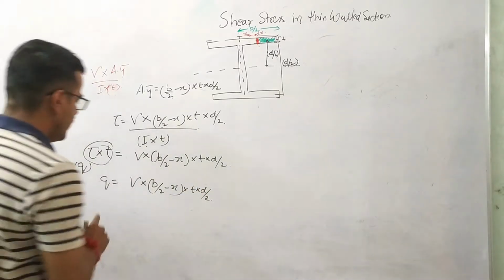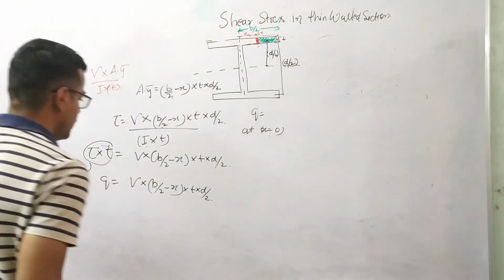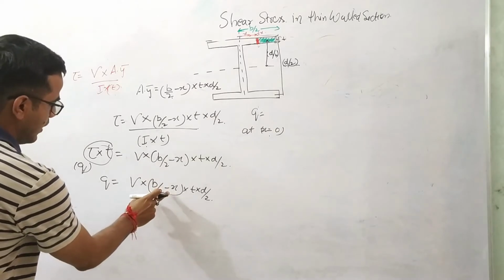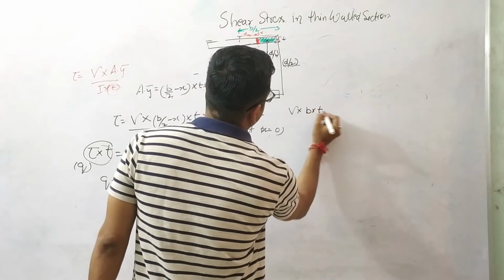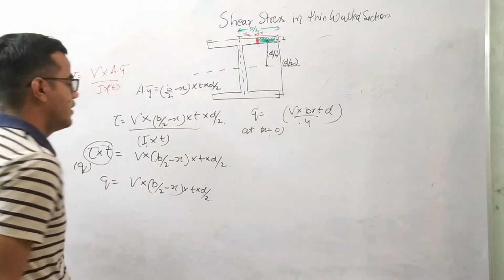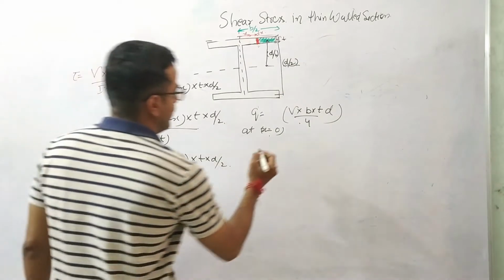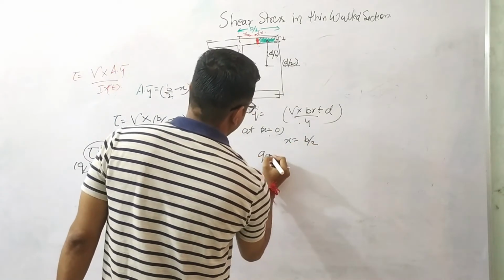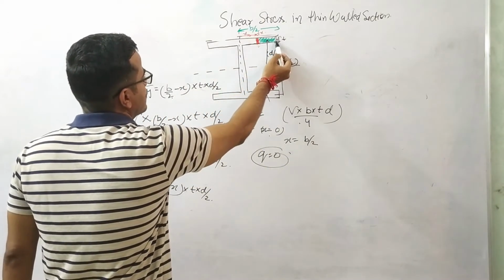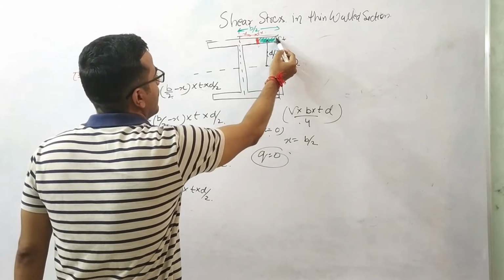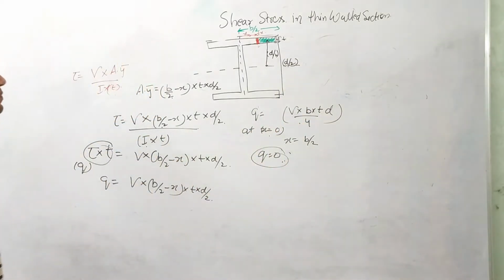Now if I look into this formula for q, at x equals 0, what will be our q? If I put x equal to 0 here, q will be equal to V into b into t into d by 4, over I. This is the expression for shear flow at this point. When x equals b by 2, our shear flow will be equal to 0, because at this portion there is no area beyond it. So the first moment of area will be 0, and that's why q is equal to 0.